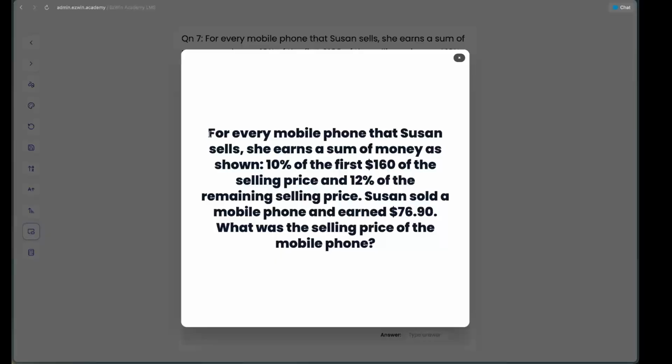Question 7. For every mobile phone that Susan sells, she earns a sum of money as shown. 10% of the first $160 of the selling price and 12% of the remaining selling price. Susan sold the mobile phone and earned $76.90. What was the selling price of the mobile phone?